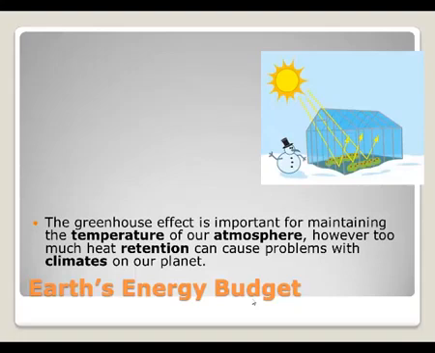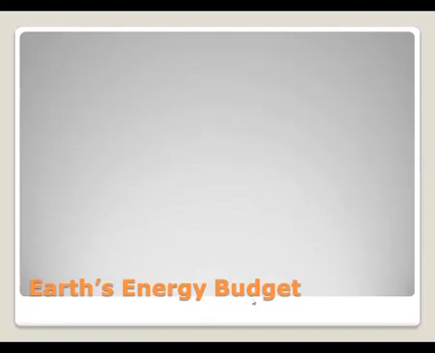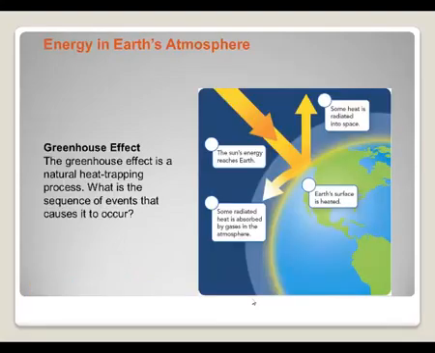If we have too much heat retention, however, we can have problems with climates on our planet, which is what many scientists are starting to fear. They're starting to fear that our atmosphere is retaining too much heat, thereby increasing atmospheric temperatures in climates where those temperatures aren't supposed to be that warm. So the greenhouse effect is a natural heat trapping process.